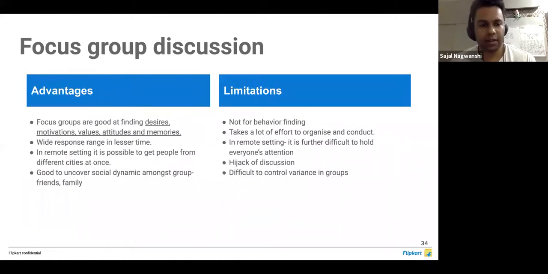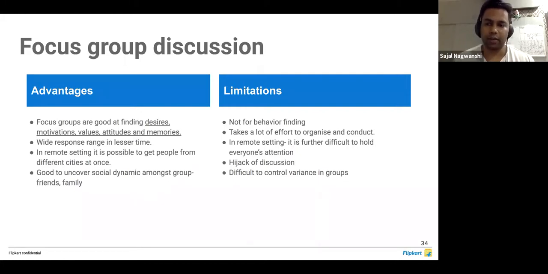Lastly, on advantages and limitations. So a focus group is extremely good, very efficient to get responses from a larger number of people. From a qualitative point of view, it's definitely more efficient in terms of getting wider responses compared to an in-depth interview.